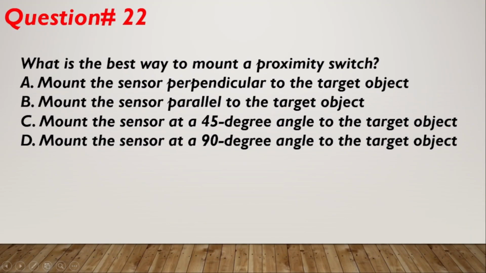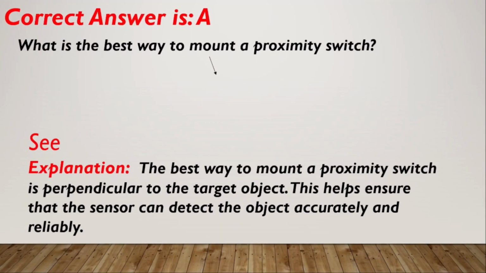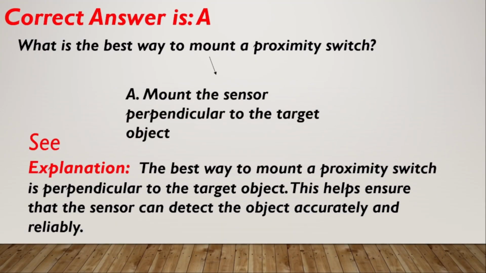Question number 22. What is the best way to mount a proximity switch? A. Mount the sensor perpendicular to the target object. B. Mount the sensor parallel to the target object. C. Mount the sensor at a 45-degree angle to the target object. D. Mount the sensor at a 90-degree angle to the target object. Correct answer is A. Mount the sensor perpendicular to the target object.